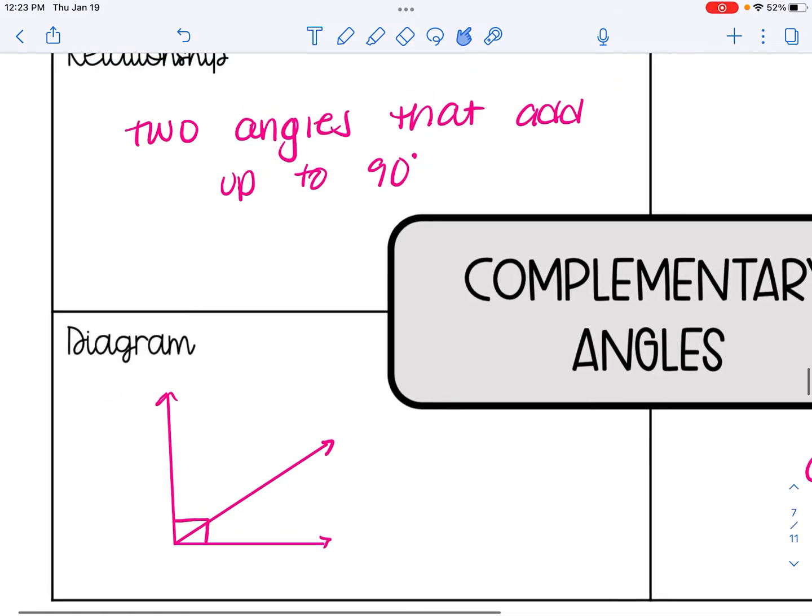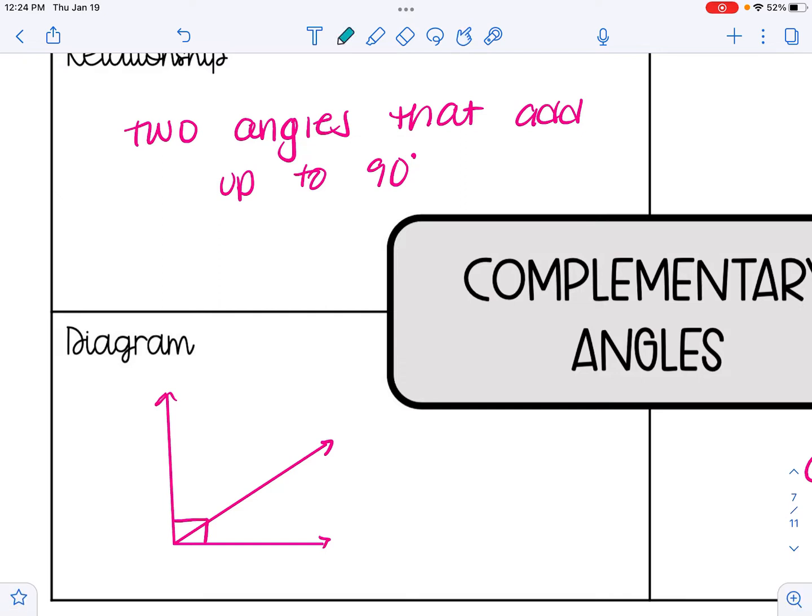Below here, I have a diagram showing you a right angle that has been split into two. Since we know a right angle has 90 degrees, these two angles here have a sum of 90 degrees. It's important to note, though, that complementary angles do not have to be adjacent, meaning they don't have to share the same vertex like they do in this picture here, right? Those two angles have the same vertex. They could just be two separate angles.